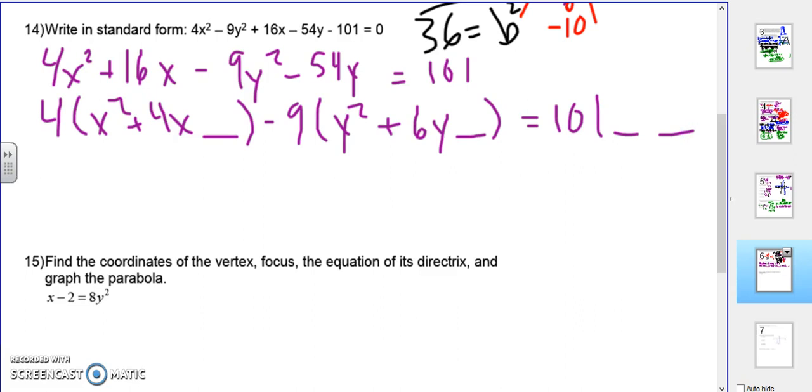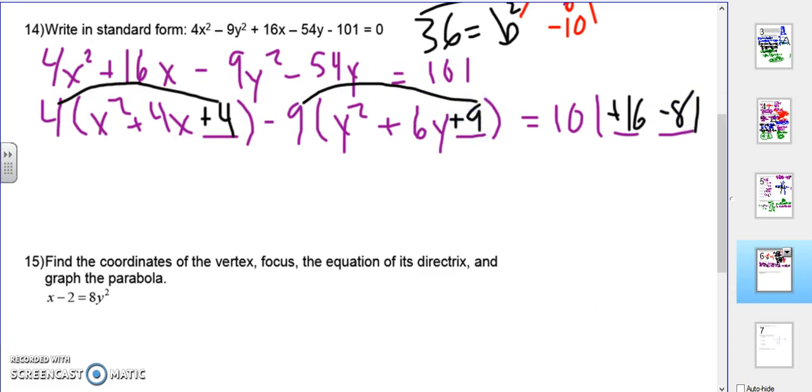Remember, we take the 4, divide by 2, and square it. We're going to add the 4, but we're going to add 16 to the other side. Divide by 2 and square it. We're going to have 9. But we're going to subtract 81 because that's a negative 9. So we're going to combine like terms on the right side. I get 36. Okay, and left side 4, we're going to factor x plus 2 squared.